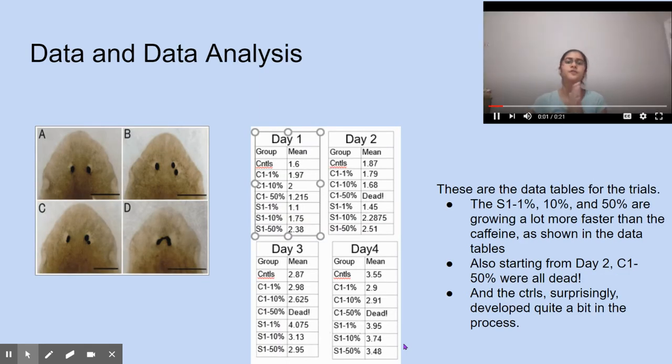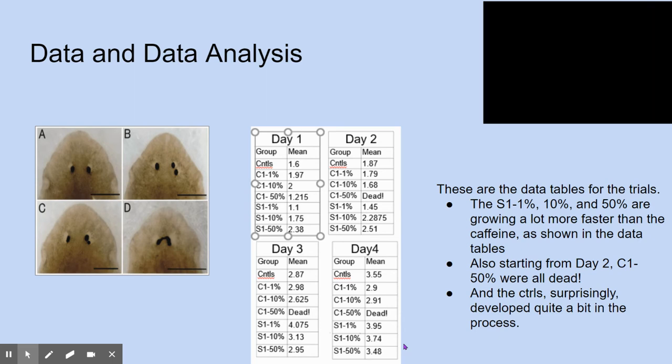These are the data tables for the 4 trials. The S1 1%, 10%, and 50% are growing a lot faster than the caffeine. Also, starting from day 2, C1 to C5 50% were all dead. And the controls, surprisingly, developed quite a bit in the process. They even surpassed the caffeine regrowth ratings.